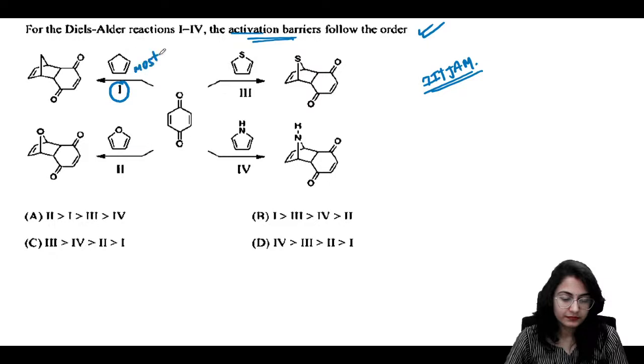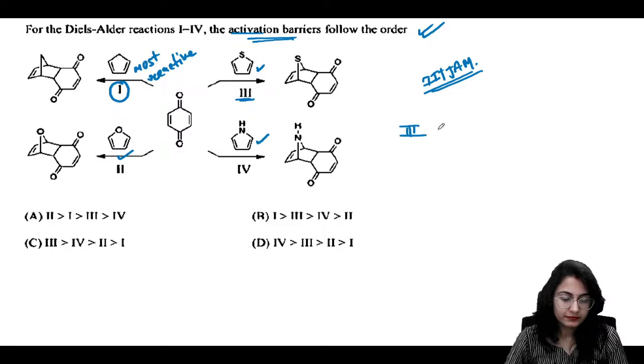Why? Because here the resonance energy does not have to be overcome. This molecule is not aromatic in nature. It is just a cyclic diene. But we look at furan, it is an aromatic molecule. Thiophene is aromatic and pyrrole is aromatic. Who has the maximum aromaticity? 3. This has the maximum resonance energy.